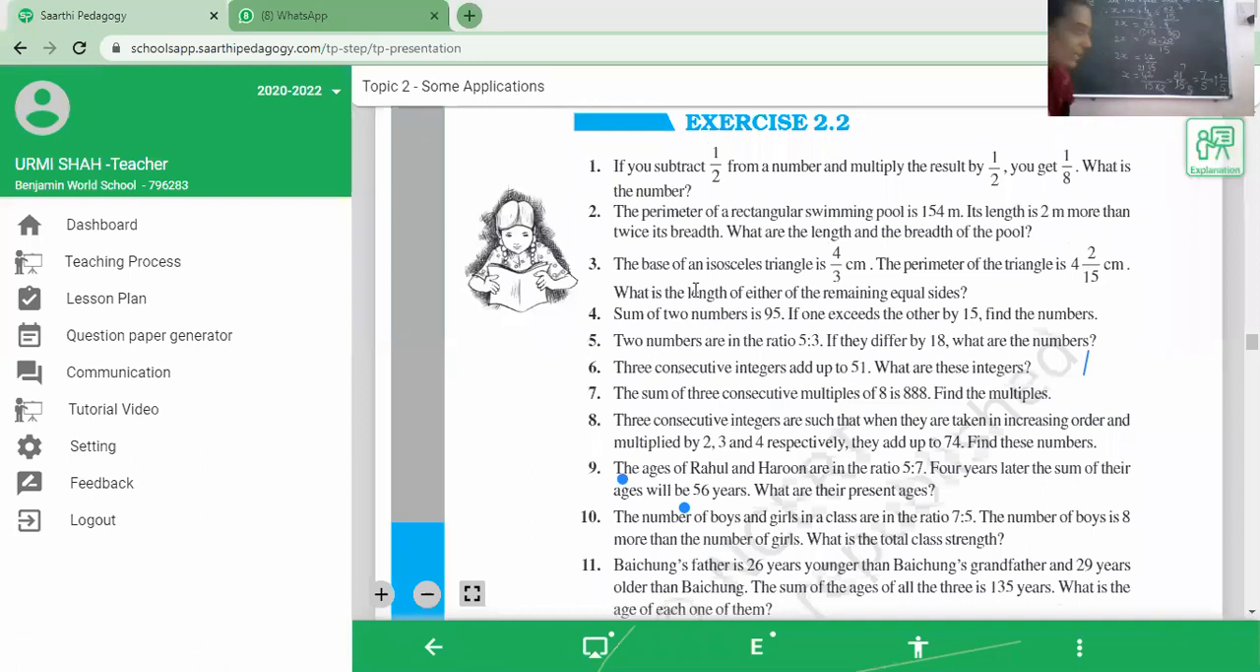So at last, what you can write? The equal sides are 1 into 2/5 meter. Therefore, the length of the equal side will be 1 integer 2/5 meter. Understood this much?